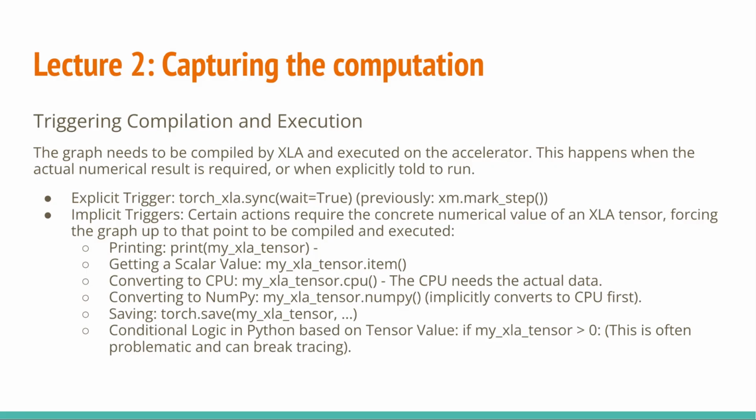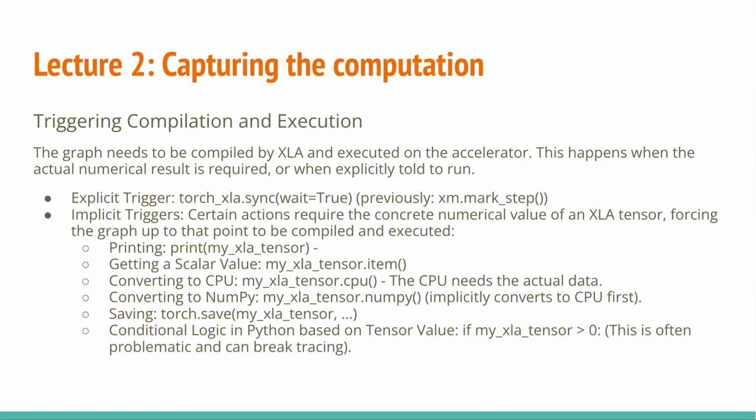This is previously marked step, but the PyTorch XLA team recently started to encourage you to use torch_xla.sync. By having this line in your code, you explicitly tell the framework to stop recording and start to compile and execute the existing graph.